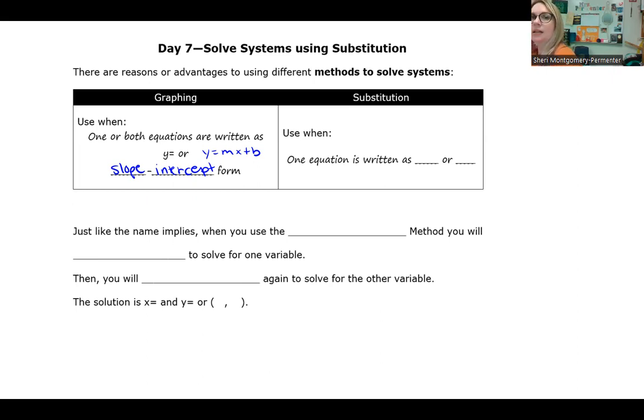Thank you. An advantage to using substitution would be if you already have an equation that's either x equals or y equals. If one of the equations is already written as x equals or y equals, then sometimes doing substitution is faster than graphing.